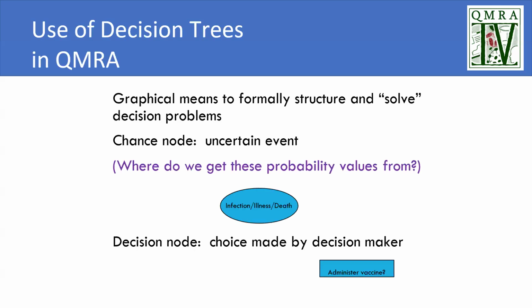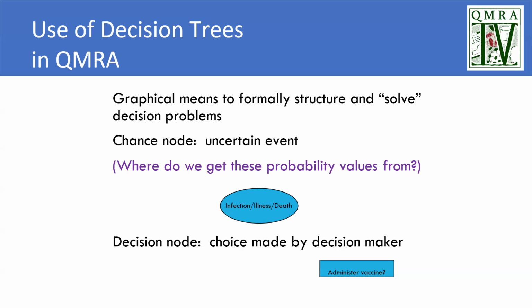So, using our decision tree that we discussed in the last module, we are going to evaluate our cost benefit analysis or sketch it out graphically using the same formal structure. And then we're going to solve our decision problems using that structure. Our chance node again is the uncertain event. And for QMRA, those uncertain events or probabilities are the same values that you're calculating in your risk assessment, and generally will be the probability of infection, the probability of illness, or the probability of death.